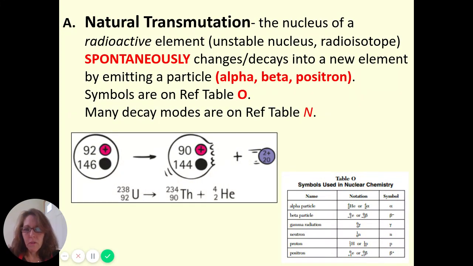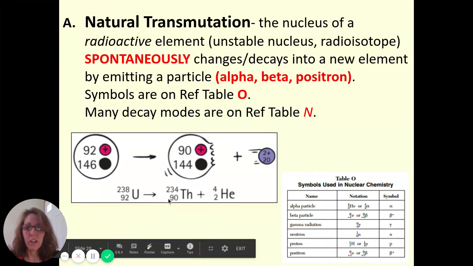The natural transmutations are when you have a nucleus of a radioactive isotope, an element that's radioactive, spontaneously giving off a particle like an alpha, beta, or a positron, again, table O, and turning it into a new element. Reference table N has many of the decay modes already written out, so if you're asked to write a reaction or to tell what the particles are going to be, you'll need to use table N to figure that out. So uranium-238 is changing into a thorium-234, and it's giving off an alpha particle.